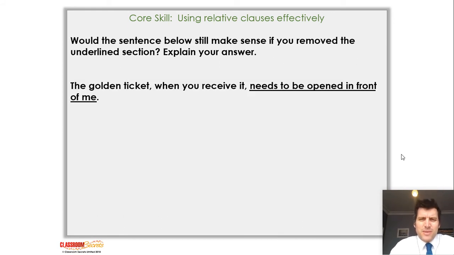Now, the sentence below, does it make sense? I'm going to read it and have a think. The golden ticket, when you receive it, needs to be opened in front of me. Now, would that sentence still make sense if we remove the underlined section? Let's see. The golden ticket, when you receive it, full stop.